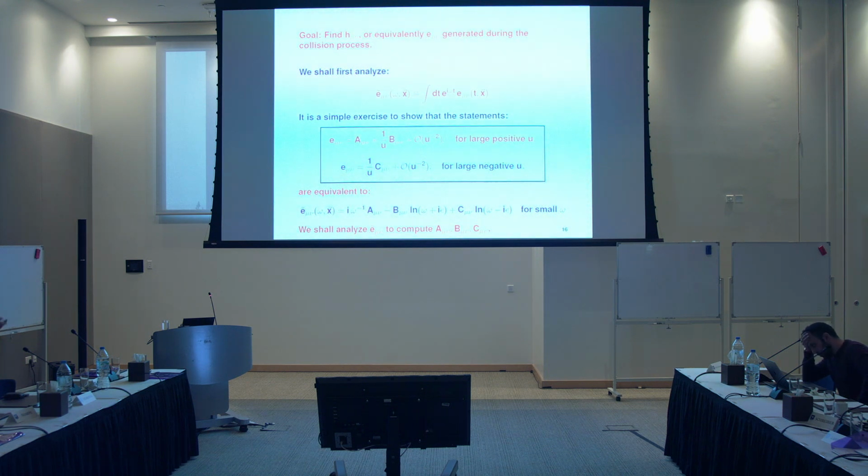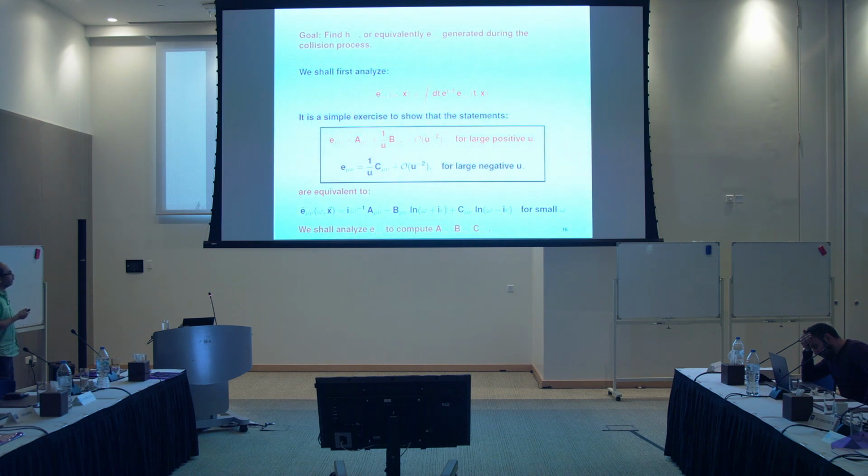Okay. So, what is the goal? The goal is to find H mu nu, or equivalently E mu nu, that is generated during the collision process. To do this, what we will do is analyze not E mu nu directly, but its Fourier transform, in only the time variable.